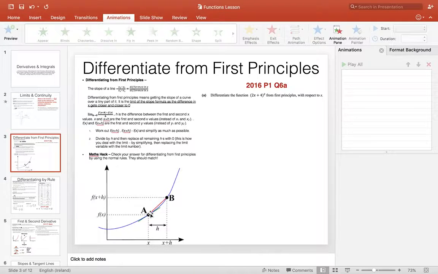So the values of y that go with this are f of x and f of x plus h. And we're getting the value of this slope as h, the difference between this x and this x, tends to 0. So as h gets smaller and smaller and closer to 0, we want to get the slope just at this point here. So this is our function, 2x plus 4, all of that to the power of 2.